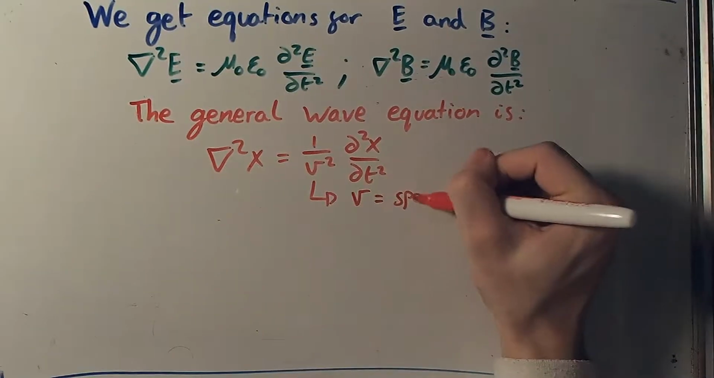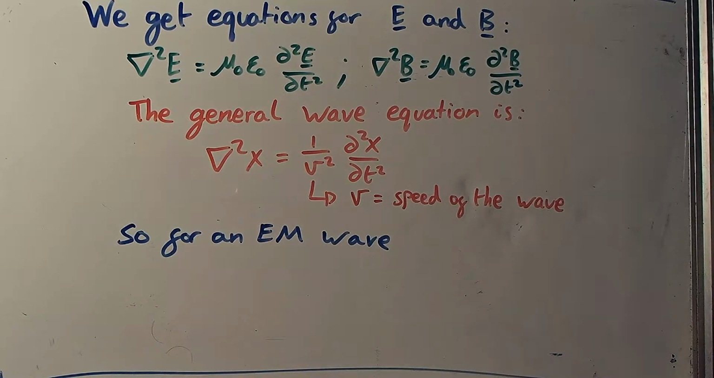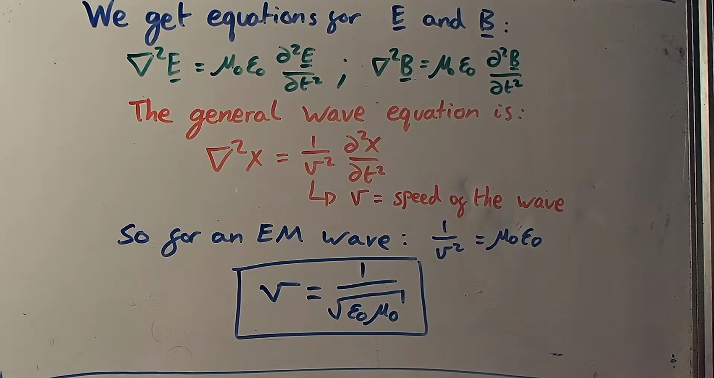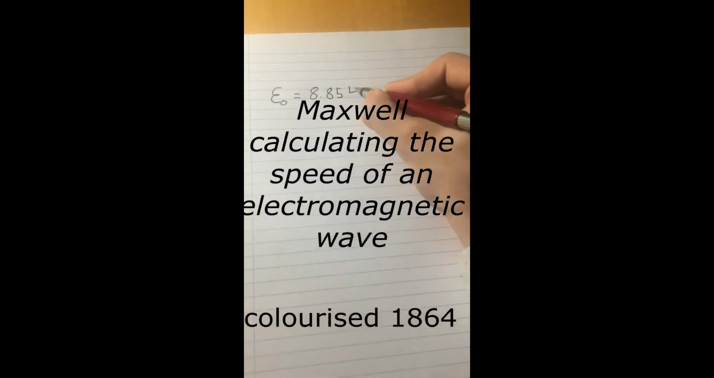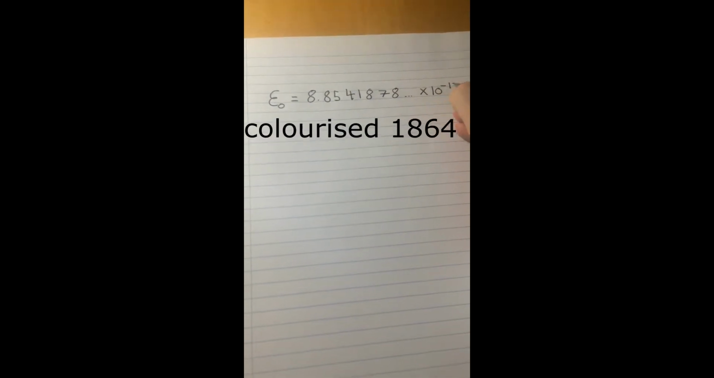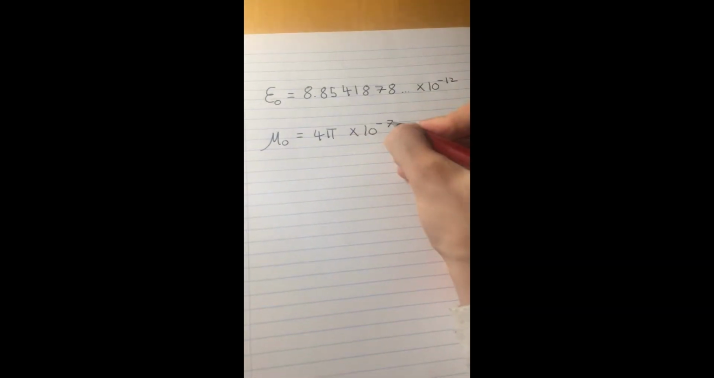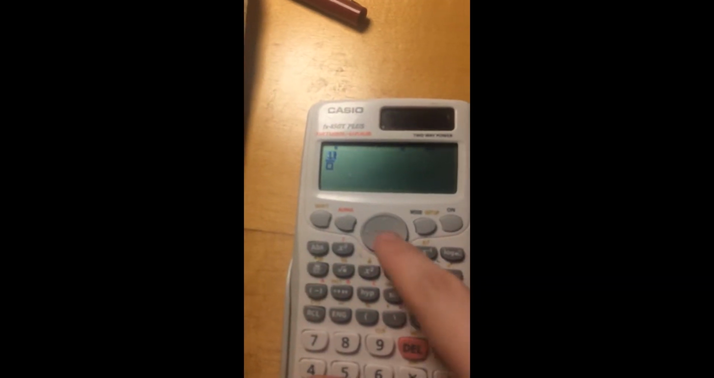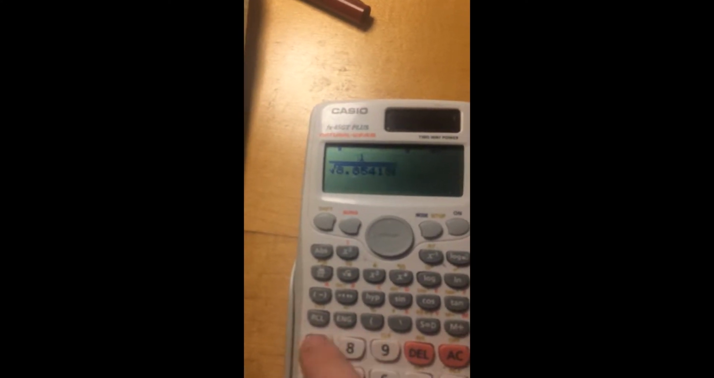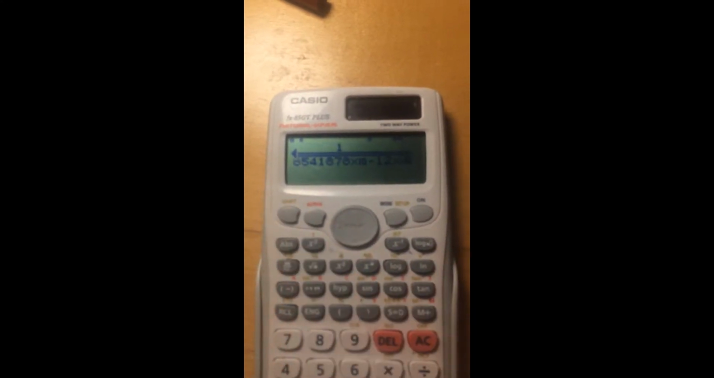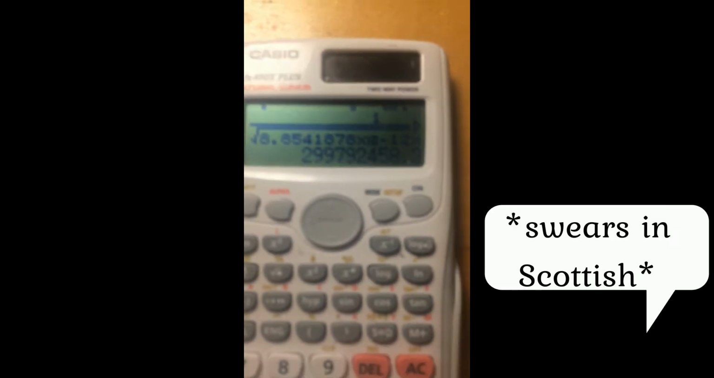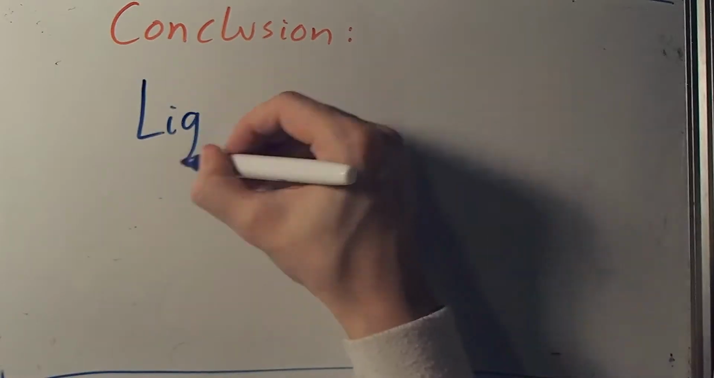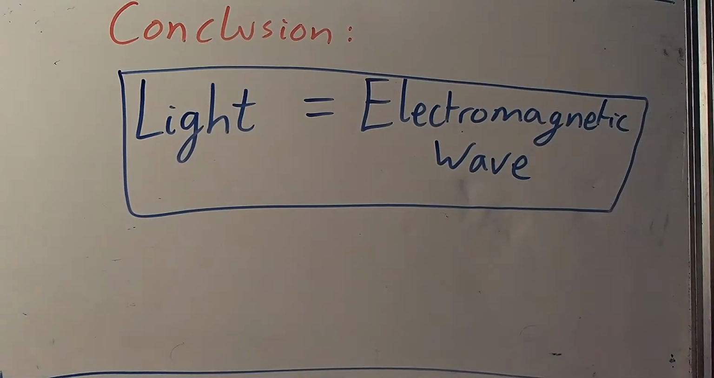Now let's look a bit more at the properties of these waves. To find the speed of a wave, you can look at this constant here. So for an electromagnetic wave, we get this expression for its speed. Epsilon and mu are just numbers that are determined by experiment, so we can plug this expression into a calculator to find the speed of our electromagnetic waves. Holy... And there you have it. Light is an electromagnetic wave.